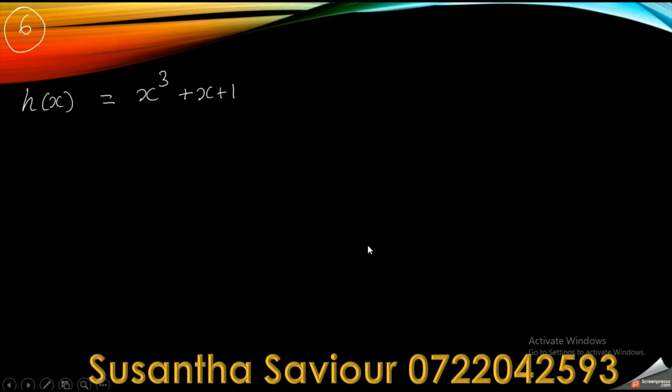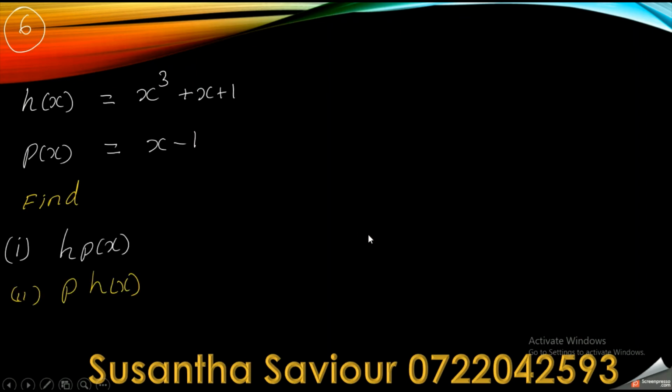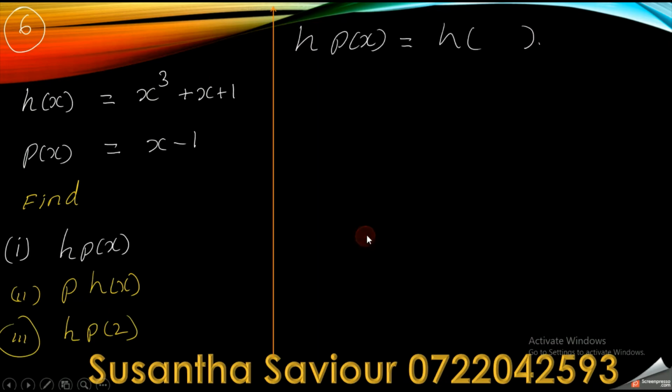hx is x cube plus x plus 1. px is x minus 1. Find what and what? hpx, phx, and hp2, and we will see. hpx is what? hpx is inside the function h you apply p, right?